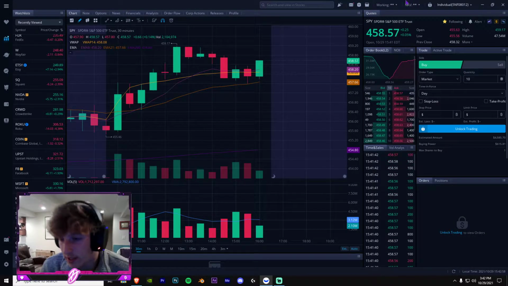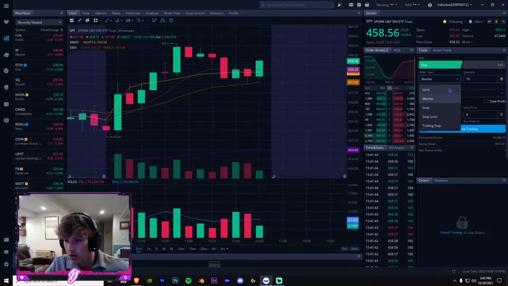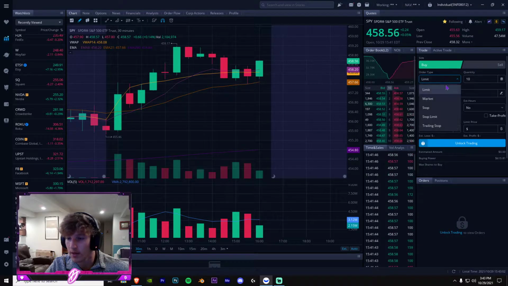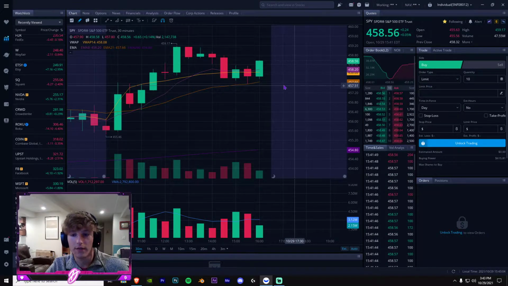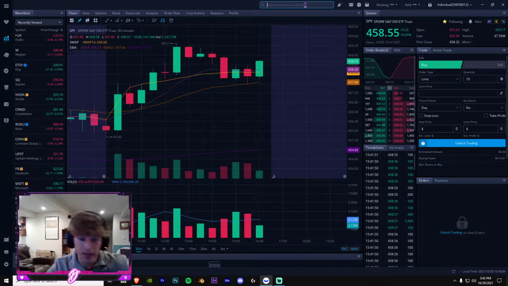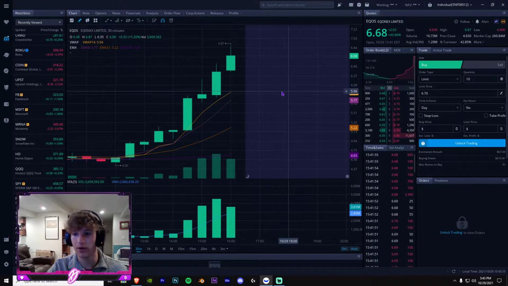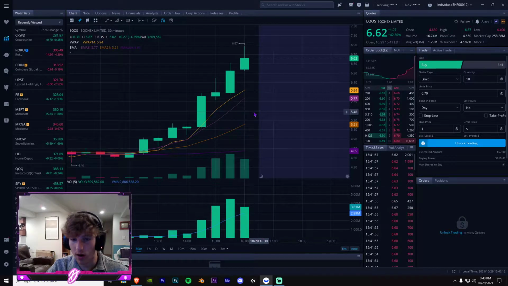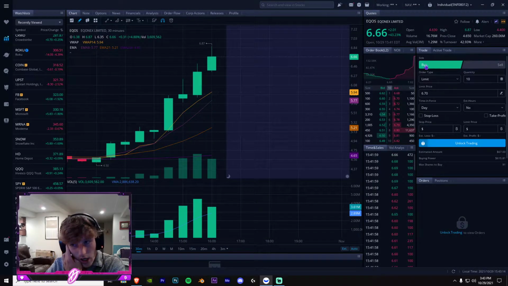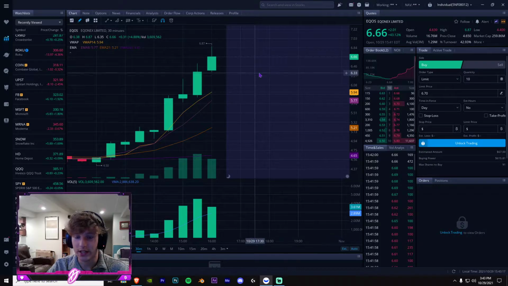So that is a market order, and another order is a limit order. If we go to limit, this is for if you want to buy a stock at an exact price. So if we go to something like Ecos, I know this is running right now. If we go to this stock right now, and we want to buy it at like 650. Say it dips back down to 650, and we don't want to buy all the way up here, and we want to wait for a dip.